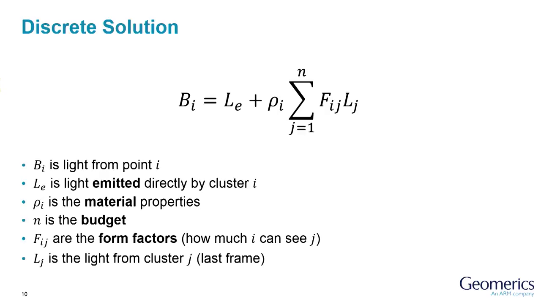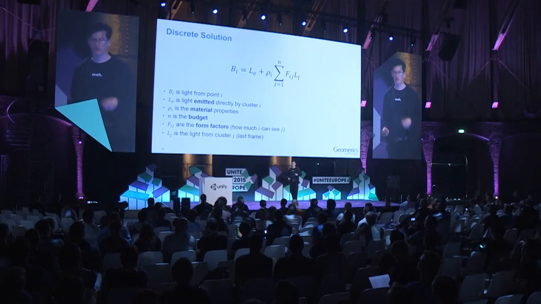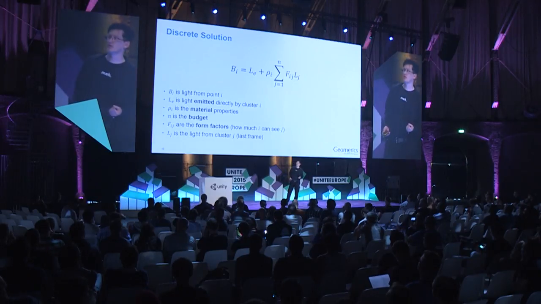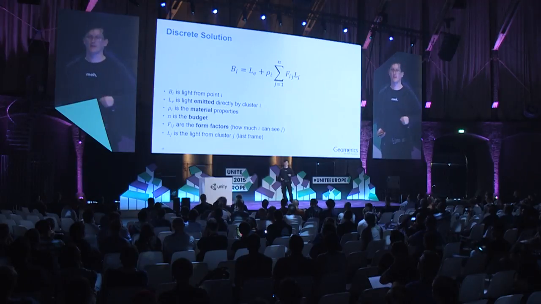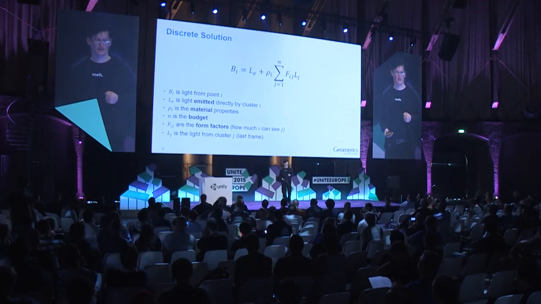There's no point having a strong blue light on a red surface because it's not actually going to bounce any light. And finally, we simply add any emissive term directly to the output. That solves one patch. We solve it for every patch in the world, and then we crank the handle and we do it again, and we crank the handle and do it again.